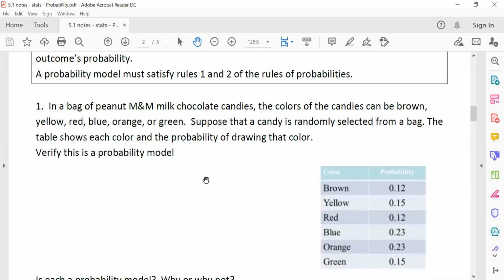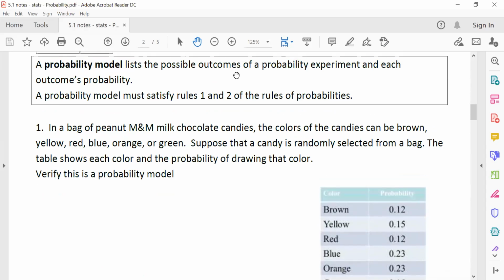So all a probability model is going to be is basically a list of the possible outcomes of a probability experiment and each outcome's probability. It's just something that tells you how the probability for a specific scenario is going to work.